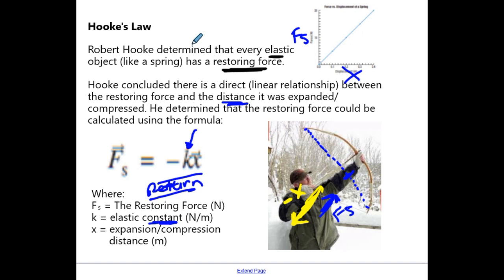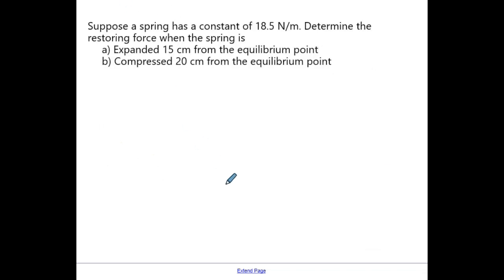And it's appropriate because we just finished our section on forces, and we now have one more force formula to add to our list. So let's try an example. These are very basic. These are not overly challenging in terms of what we're going to start off with. What we have is a spring, and the spring has a constant of 18.5 Newtons per meter. We want to figure out the restoring force when the spring is expanded, right?